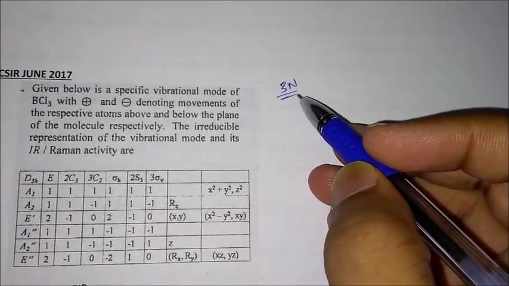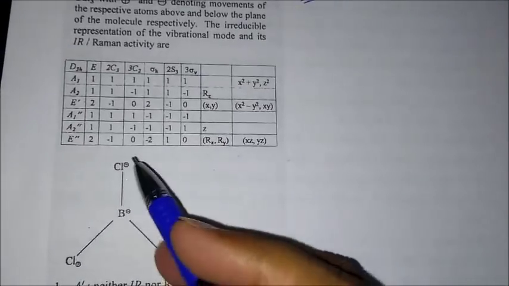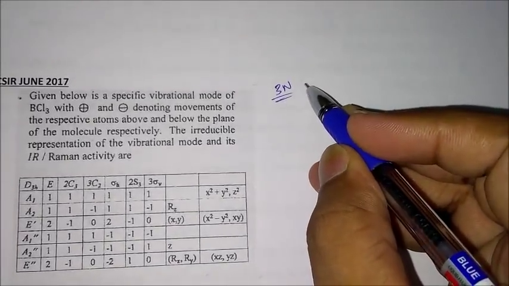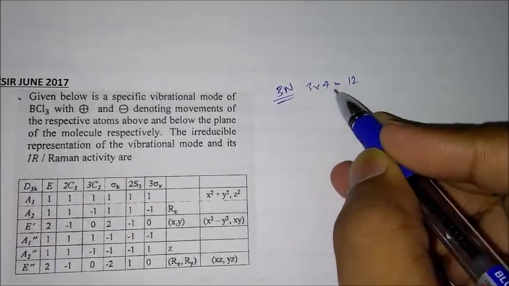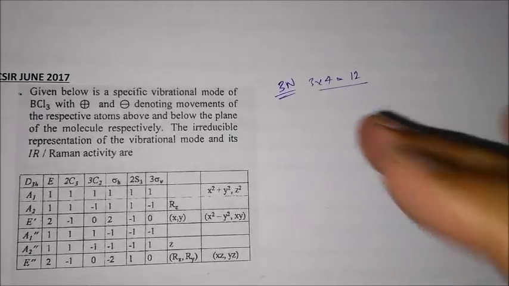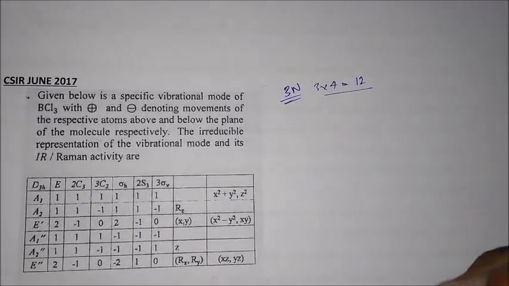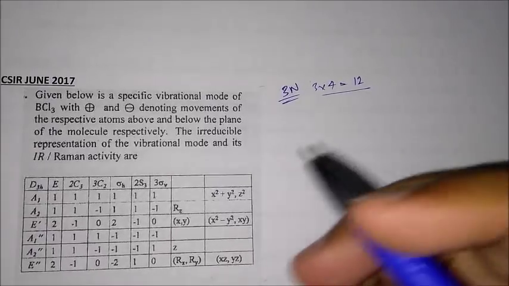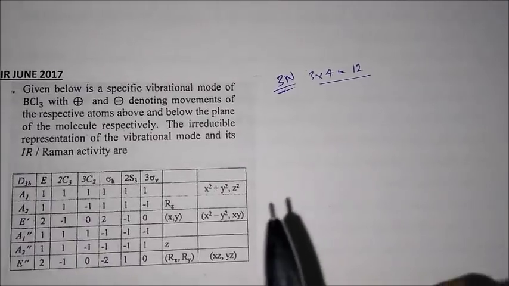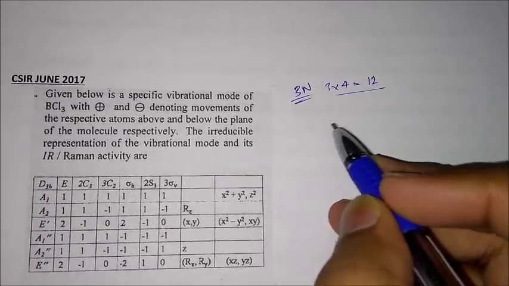The total number of degrees of freedom will be 3n, where n is the total number of atoms in the molecule. Here we have 4 atoms, so we have 3 into 4, that is 12. So the total degrees of freedom is 12. This includes all of the translational, rotational and vibrational modes. In order to find these, first of all you have to find the irreducible representation.